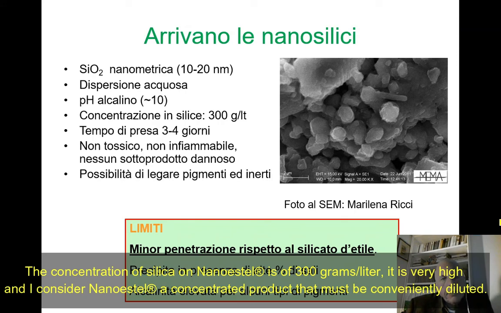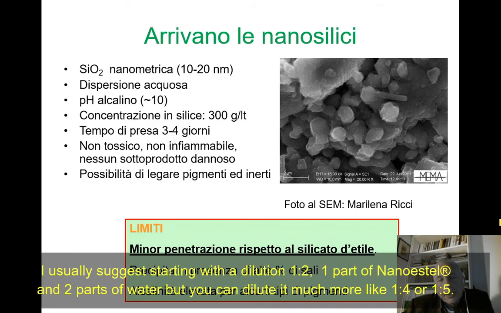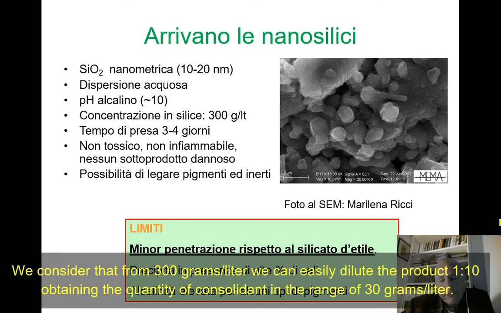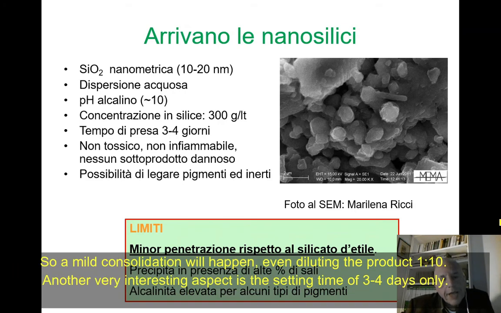The concentration of silica in nanoester is 300 grams per liter. It is very high, and I consider nanoester a concentrated product that must be conveniently diluted. I usually suggest starting with a dilution 1:2, 1 part of nanoester and 2 parts of water. But you can dilute it much more, like 1:4 or 1:5. We consider that from 300 grams per liter we can easily dilute the product 1:10, obtaining a quantity of consolidant in the range of 30 grams per liter. So a mild consolidation will happen even diluting the product 1:10.